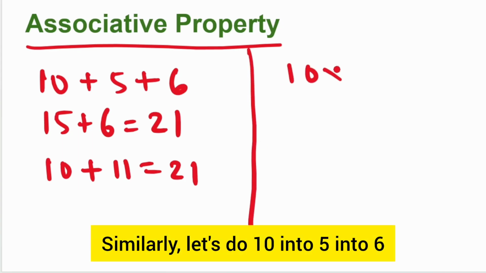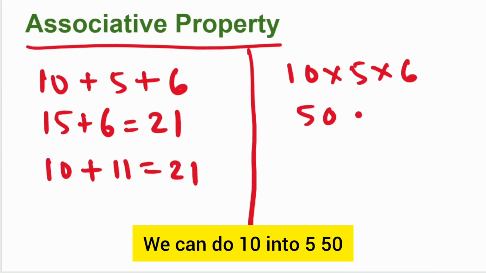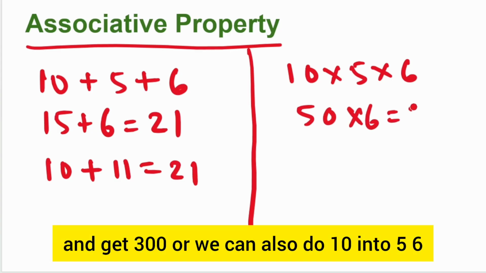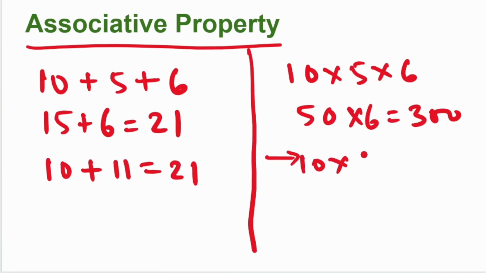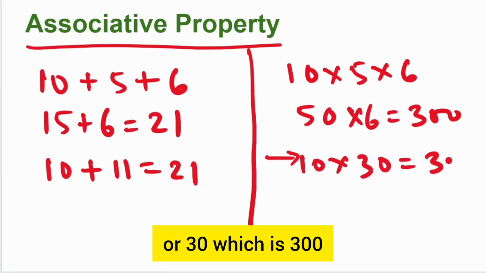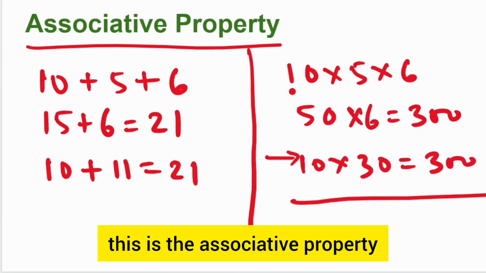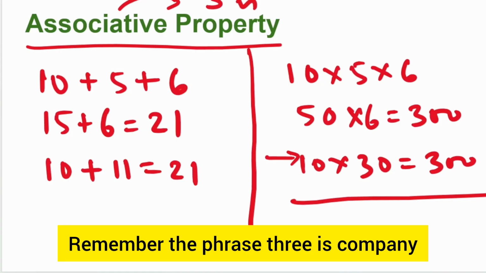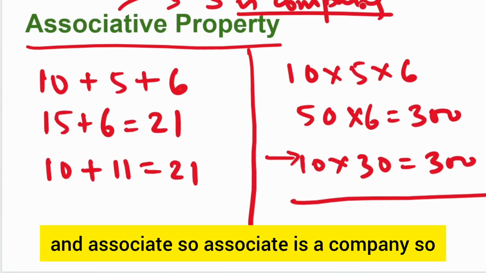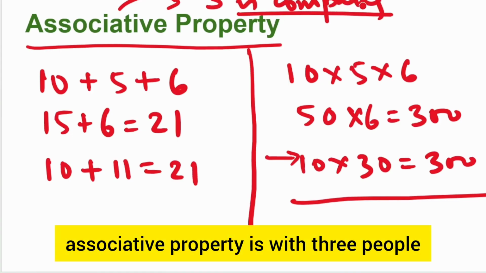Similarly, let's do 10 into 5 into 6. We can do 10 into 5, 50, and multiply it with 6 and get 300. Or we can also do 5 into 6 as 30, and 10 into 30 is 300. So this is the associative property. So remember the phrase: three is company and associates. So associate is a company. So associative property is with three people.